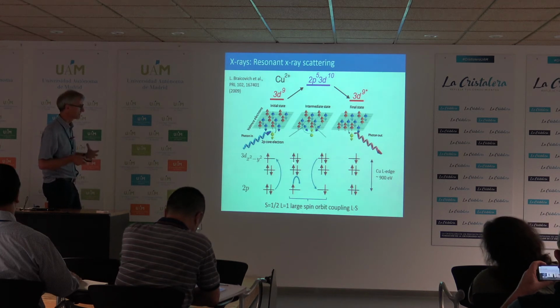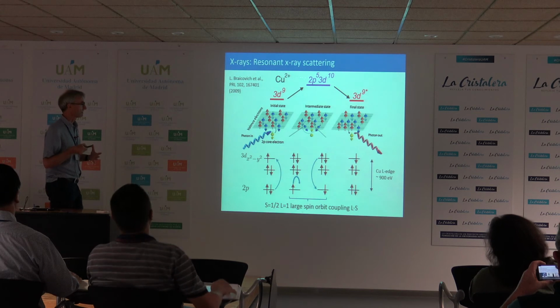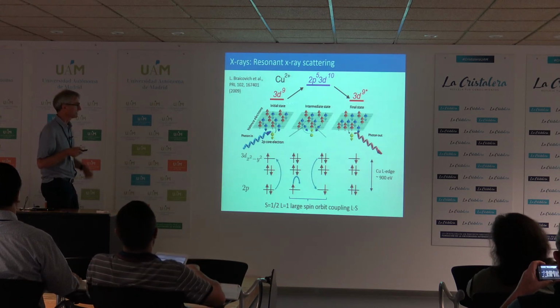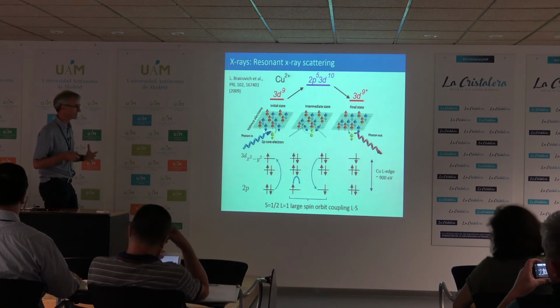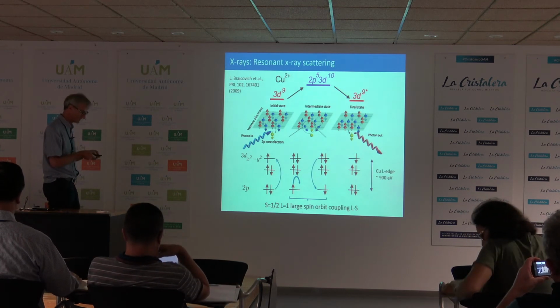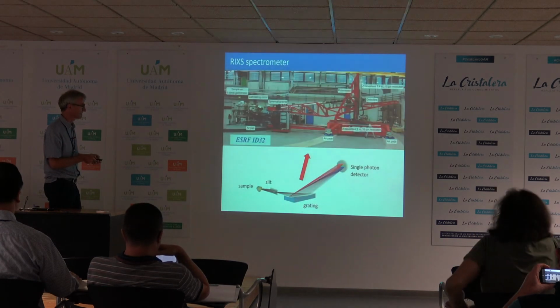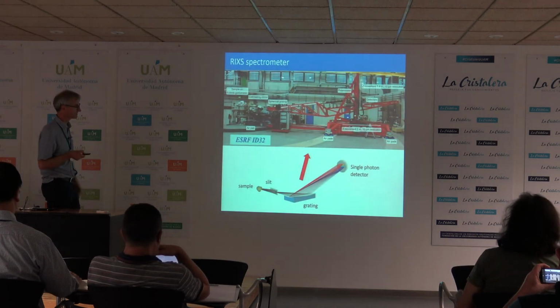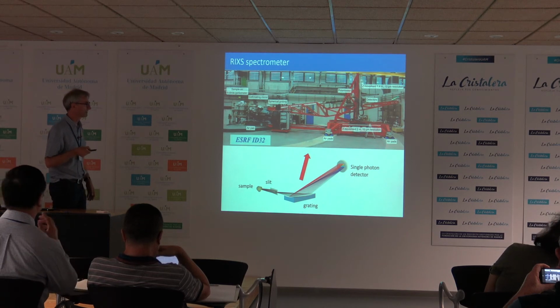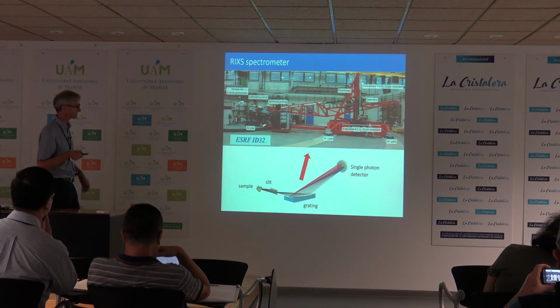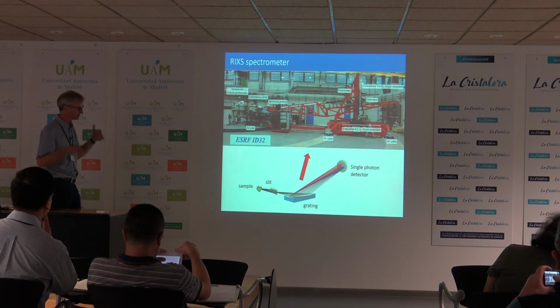So you can go to the L resonance of copper and sensitize yourself to magnetic excitations using various spectrometers. Here's the RIXS spectrometer. This is ID32 at the ESRF. Basically the same principle as neutrons. We define the Ki and Kf very precisely.